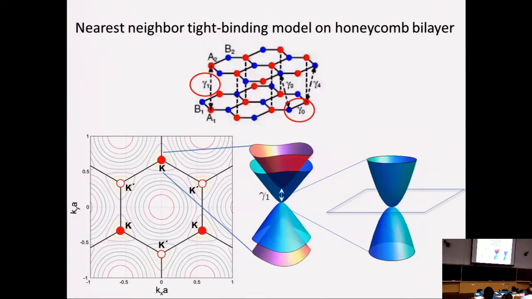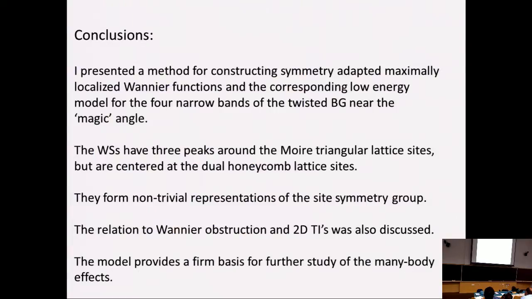Again, I don't have time to discuss the quadratic band touching and how this is related, so let me just flash my conclusions. I presented a method for constructing the symmetry adapted and maximally localized Wannier functions that correspond to the 4 narrow bands. They have 3 peaks around the moire triangle lattice sites, but are centered on this dual honeycomb lattice. They form a non-trivial representation of the site symmetry group. I told you about the relation of these Wannier functions to 2D topological insulators. We believe that this model provides a firm basis for any further study of many-body effects, which is ongoing right now. Thank you for your attention.